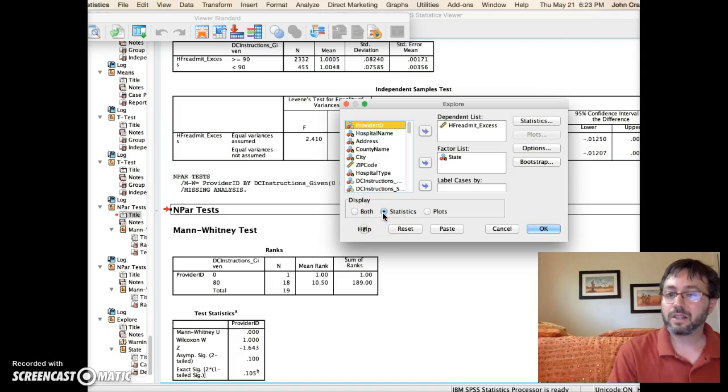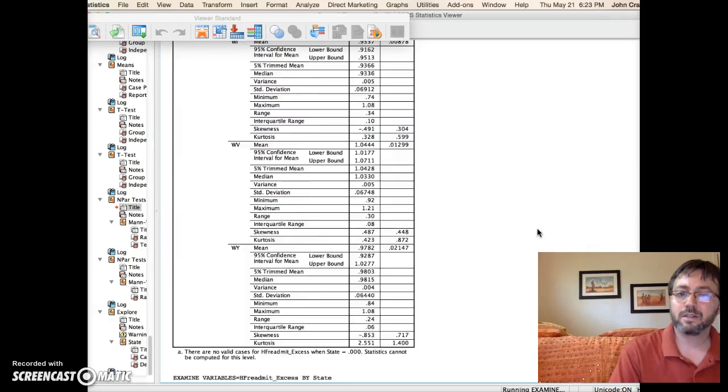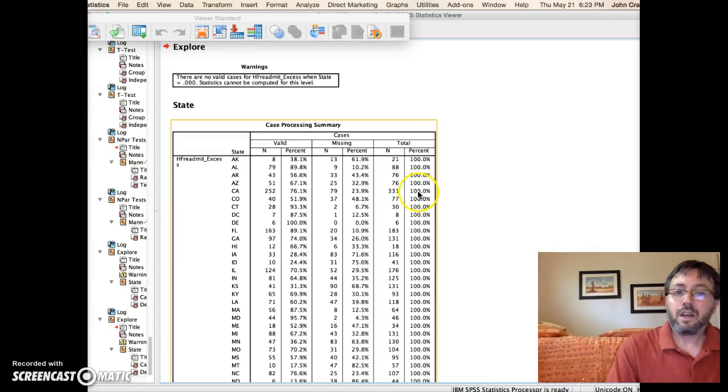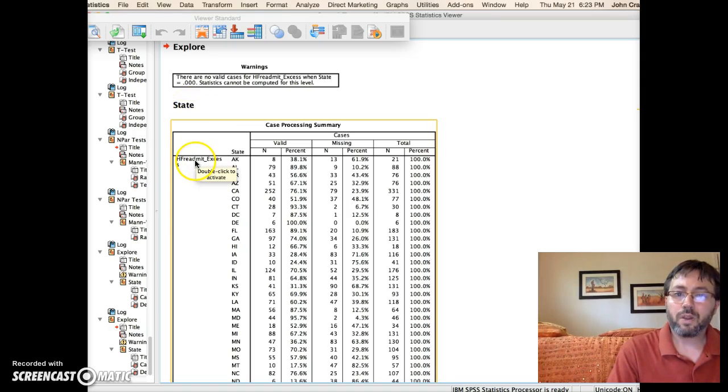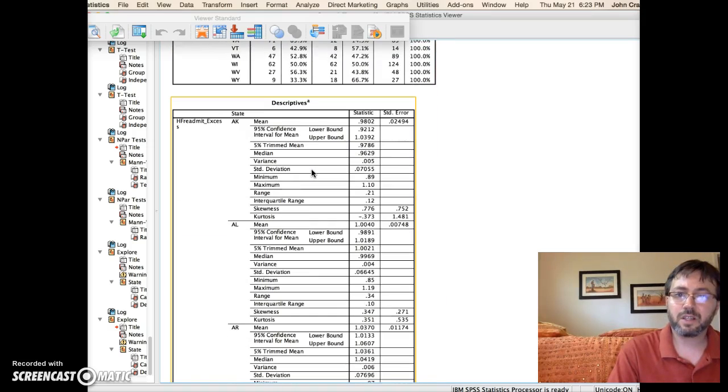And you can select statistics. Here we'll also give you graphic diagrams, but we're not going to talk about those at the moment. So let's run that analysis. And the output is going to show us by state what the excess hospital readmission ratio is for heart failure. And so we have a table here that gives us some summary statistics that are background for what we're going to talk about. Let's dive into the descriptives table.